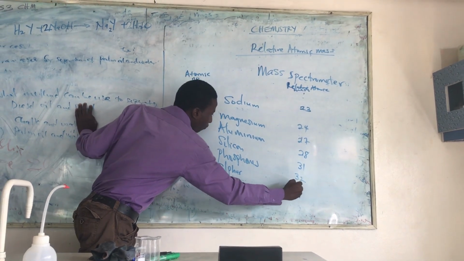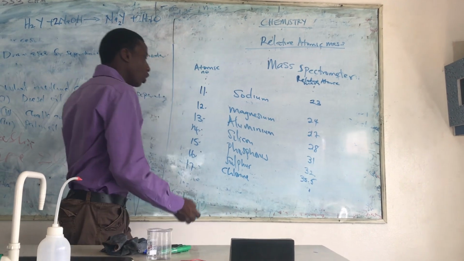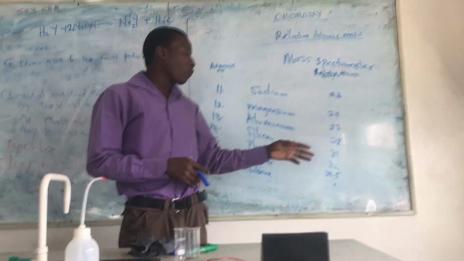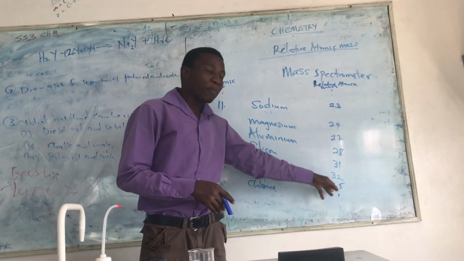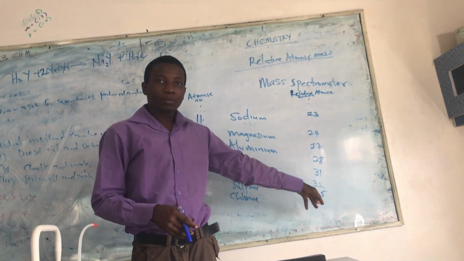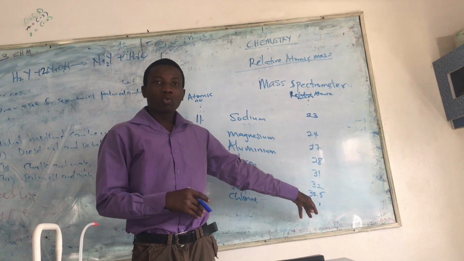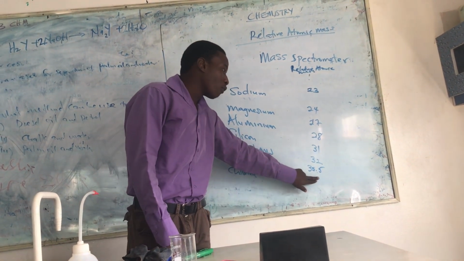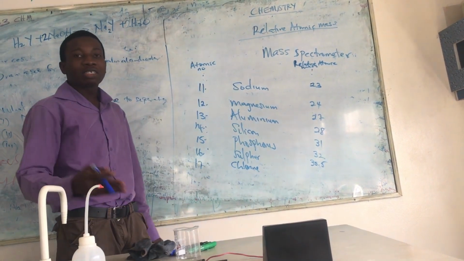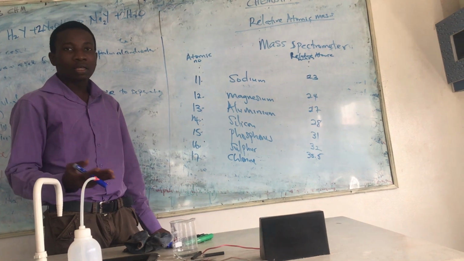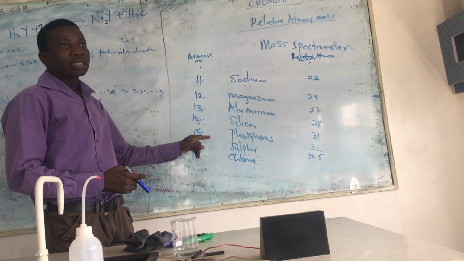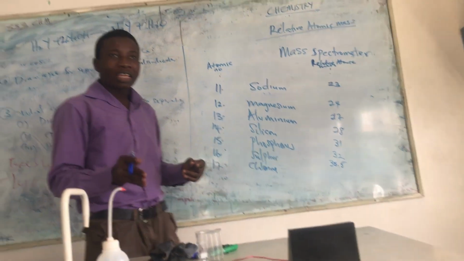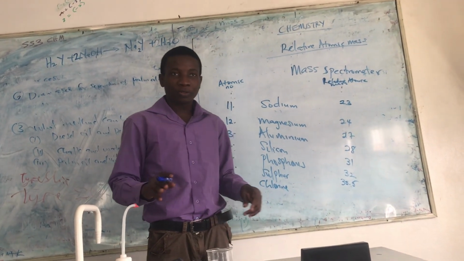it is 35.5. So I've told you before, the reason why the relative atomic mass of chlorine is 35.5 is because of the isotopes. We will still talk about isotopes later when we move further in chemistry. That is why the relative atomic mass of chlorine is 35.5. I've seen that question in an external exam like WAEC before: State the reason why the relative atomic mass of chlorine is 35.5. The reason is just because of the isotopes.